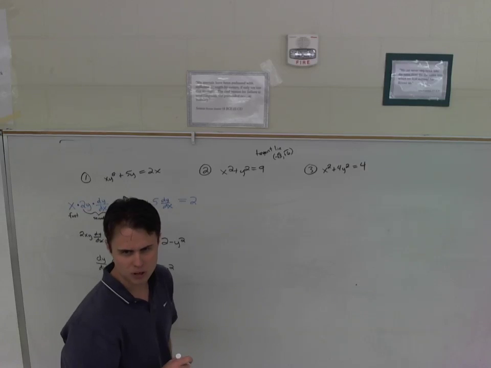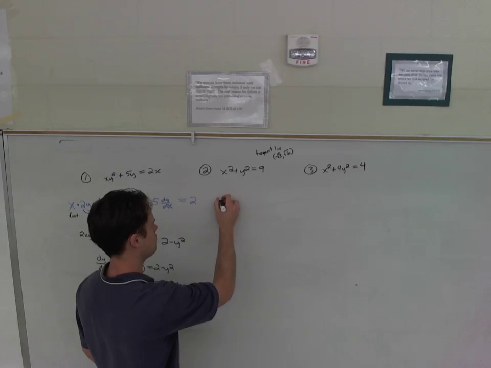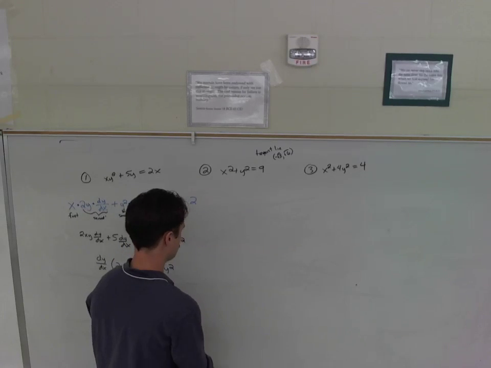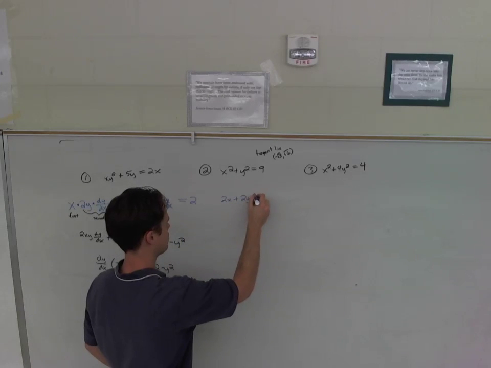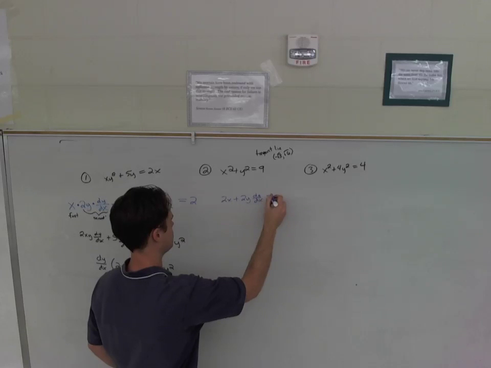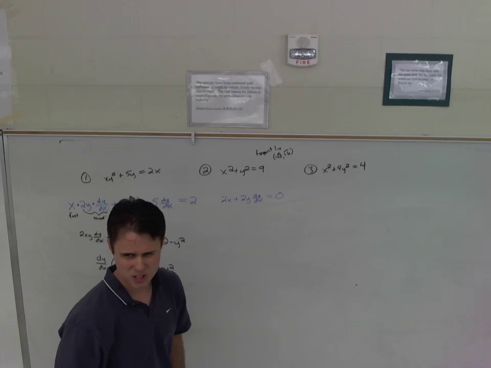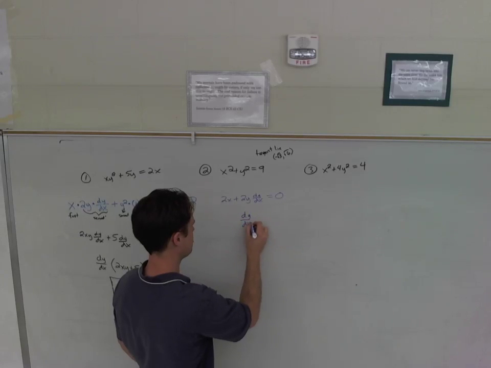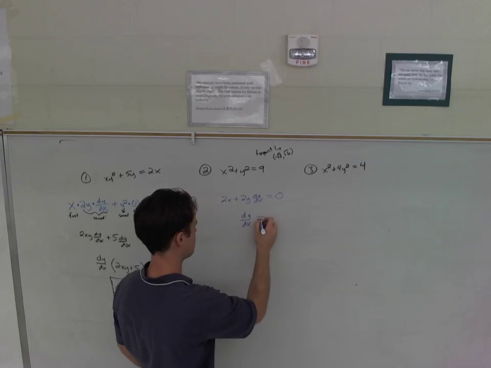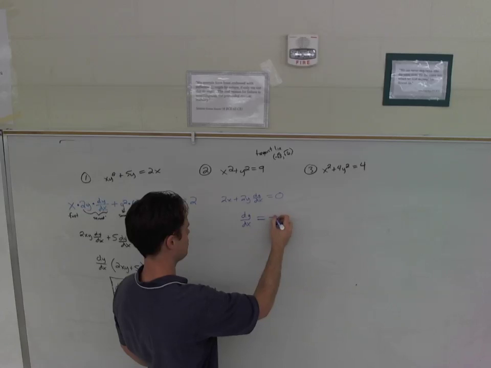I think this one's not too bad. What do we got? Derivative of that? 2x plus 2y dy/dx equals 0. So that can be pretty easy to solve for the derivative. Do it in one step. Why did it go to 0? It's constant. Okay. It's fine.